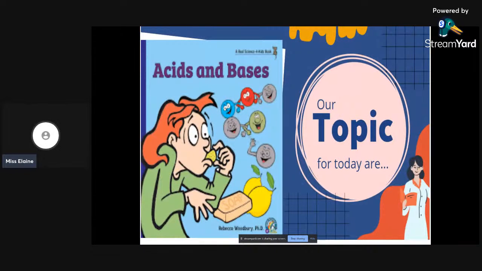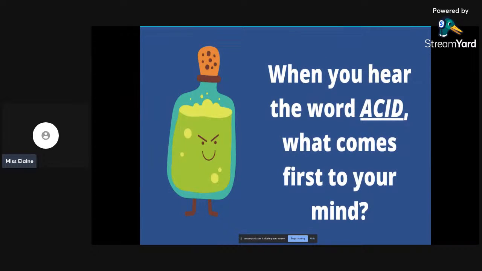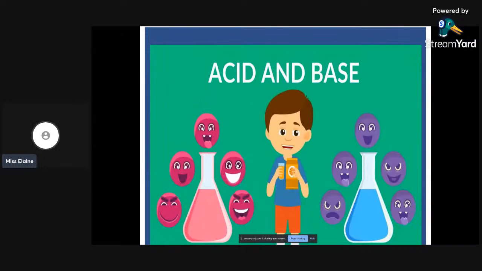Our topic for today is acids and bases. The question is, when you hear the word acid, what comes first to your mind? Maybe scary, danger. Is it true or not? Okay, let us see. Acid and base are two classifications of chemical compounds that are opposite to each other when it comes to their properties.